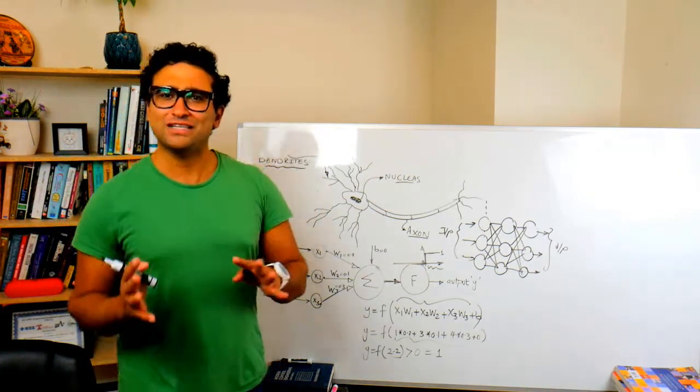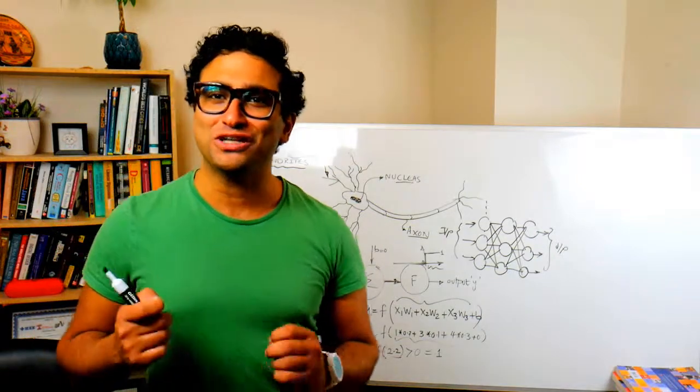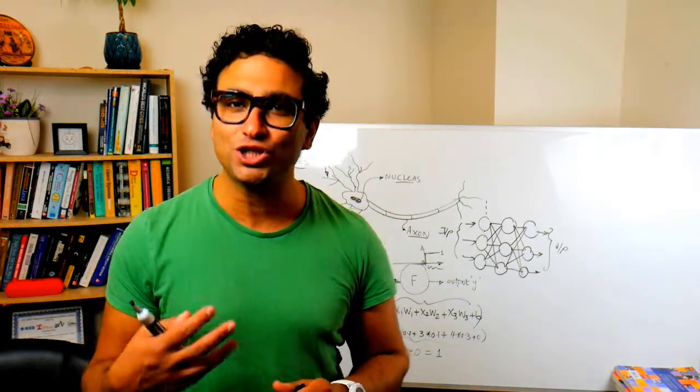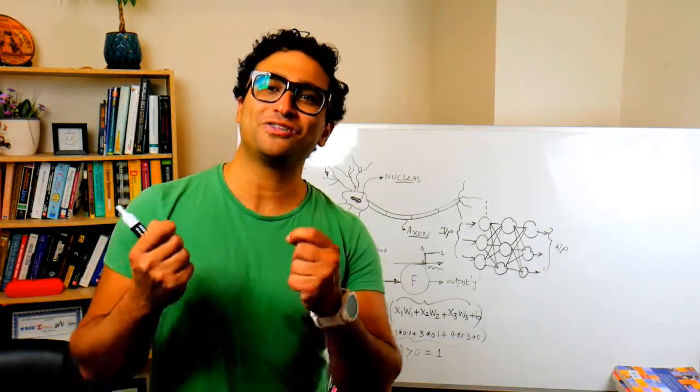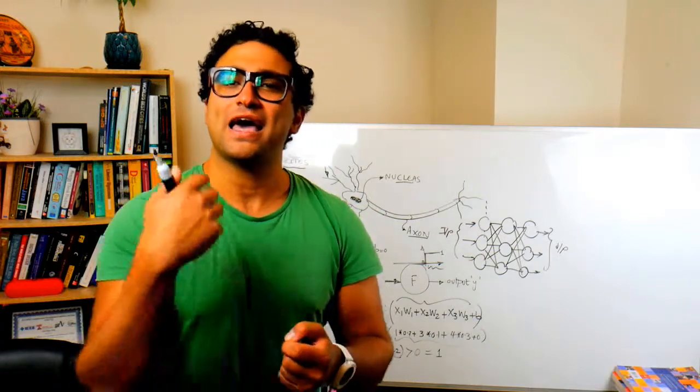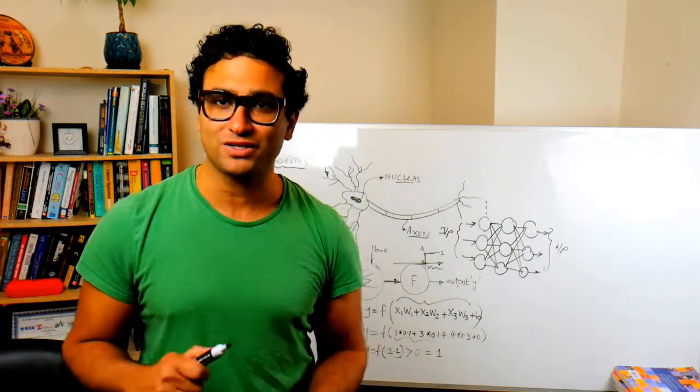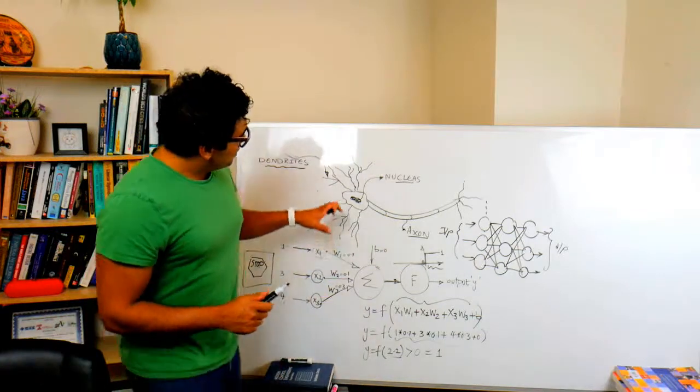We're not actually interested in our biological neuron. What we want to do is build an artificial neuron that imitates how our biological neuron works. So let's see how we can do that.